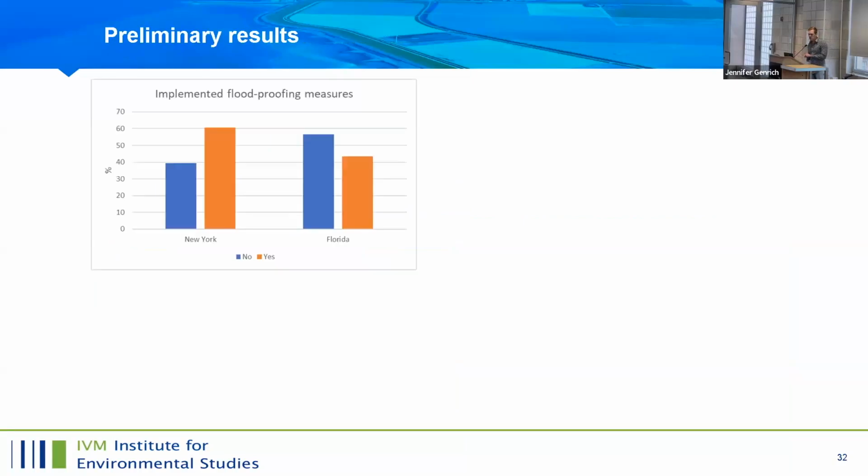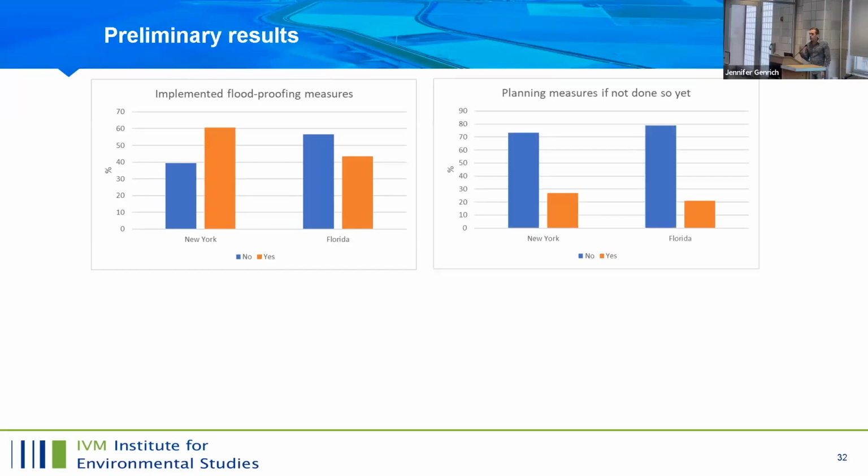So I'm just going to show you some descriptive statistics now. In terms of in situ adaptation in these areas, we see that a majority of people in New York, of this sample, adapted their homes to flooding. And in Florida, there's a little bit less. And if we ask people that have not implemented measures yet if they plan to do so in the future, we actually see that the majority is not planning to. So there is this group of people that has not implemented and does not plan to implement flood adaptation.